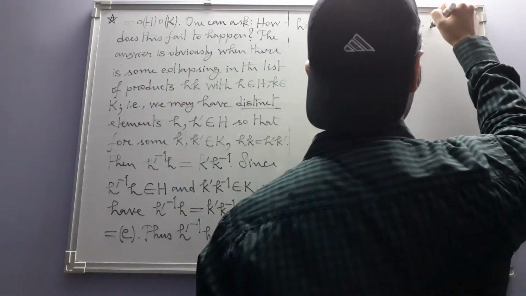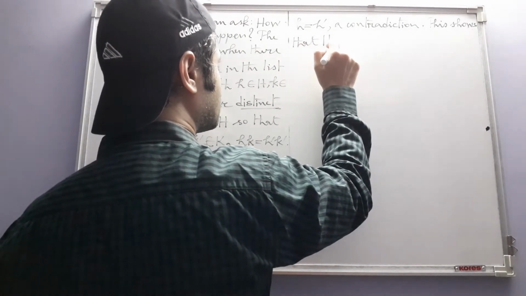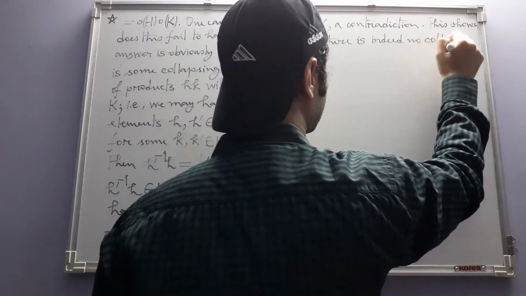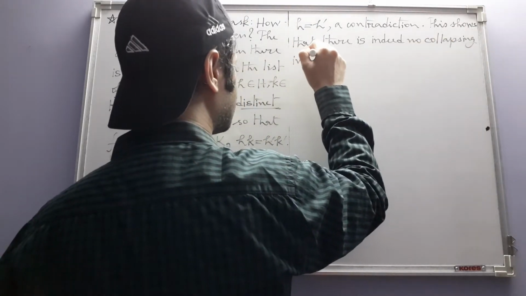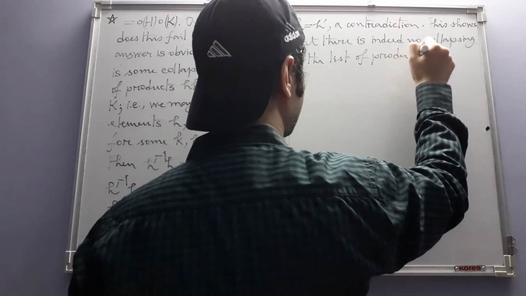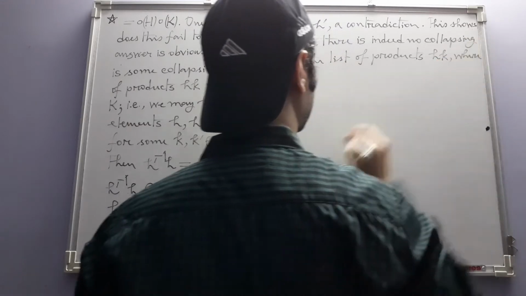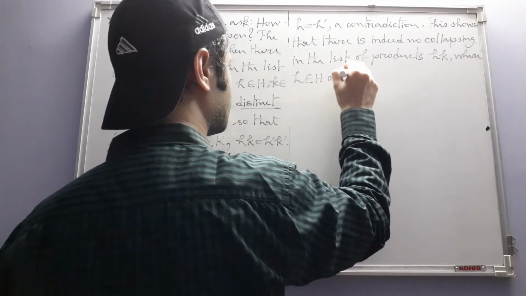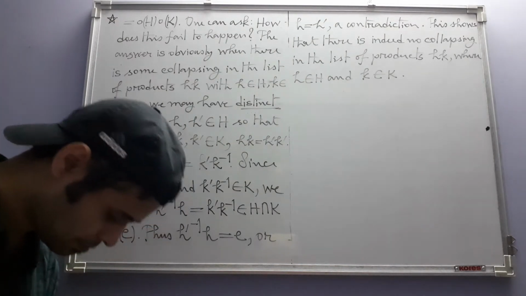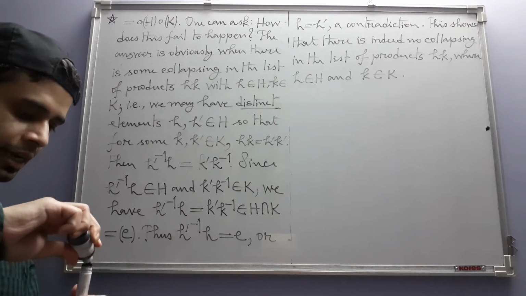Okay, this shows that there is indeed no collapsing in the list of products hk where h belongs to H and k belongs to K. So in this particular case, we in fact have the formula that we want.